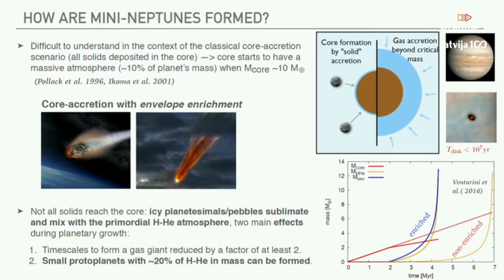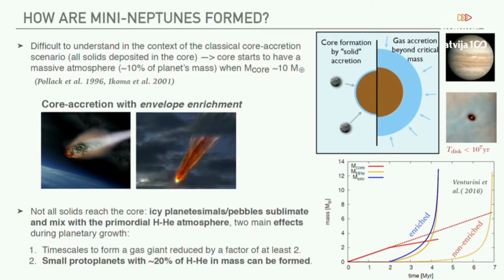In reality, it's not true that all the solids sink to the core. When the solids go through the atmosphere of the protoplanet, they get heated by gas drag, so they get disrupted, and especially the volatiles are expected to sublimate in the atmosphere. So the composition of the atmosphere changes during the growth. It gets enriched, especially with volatiles.